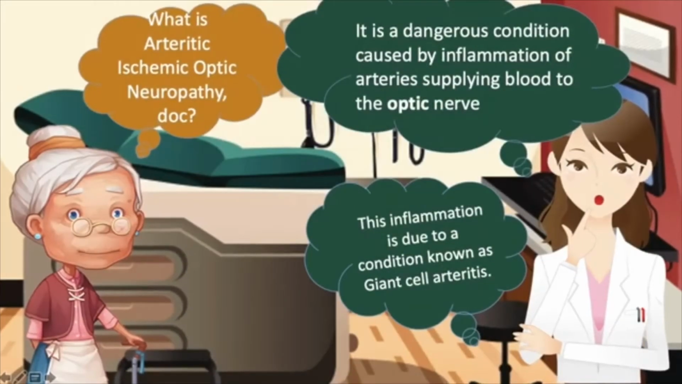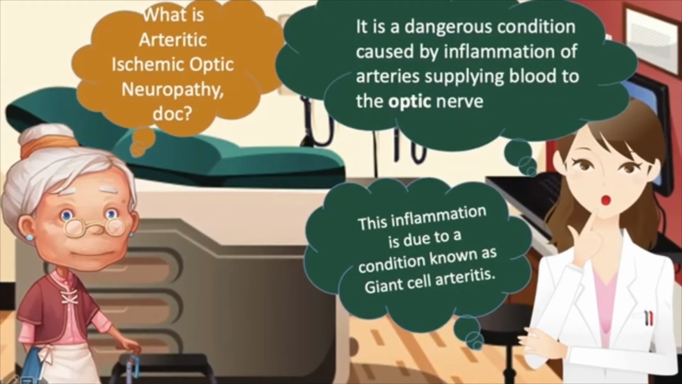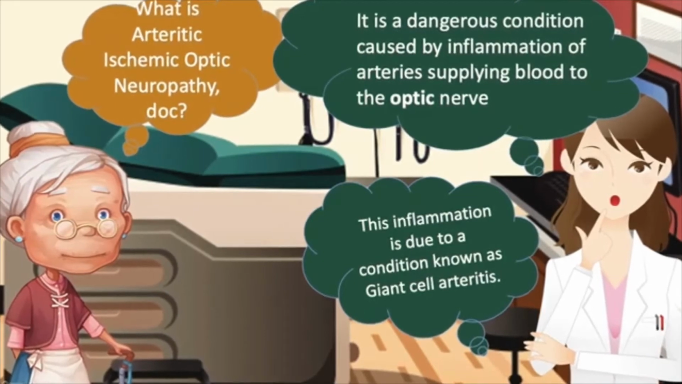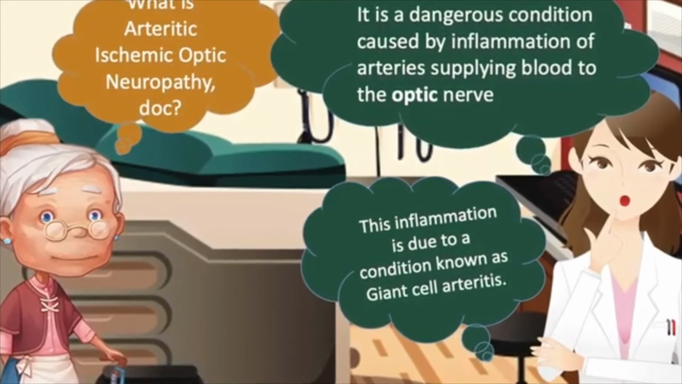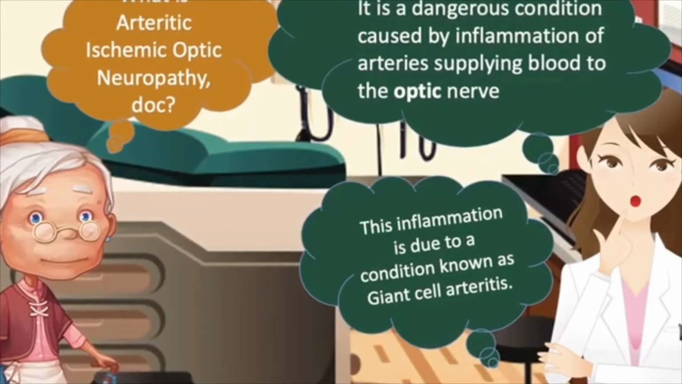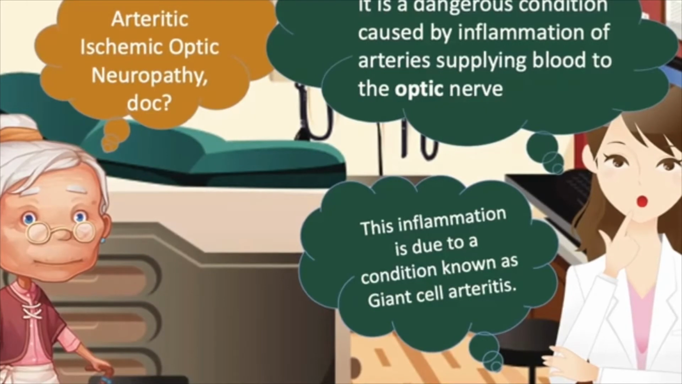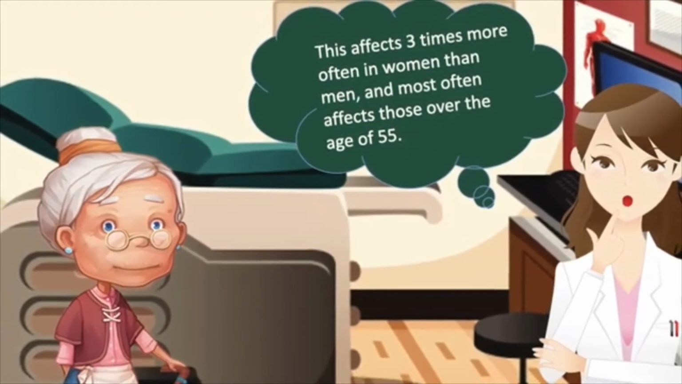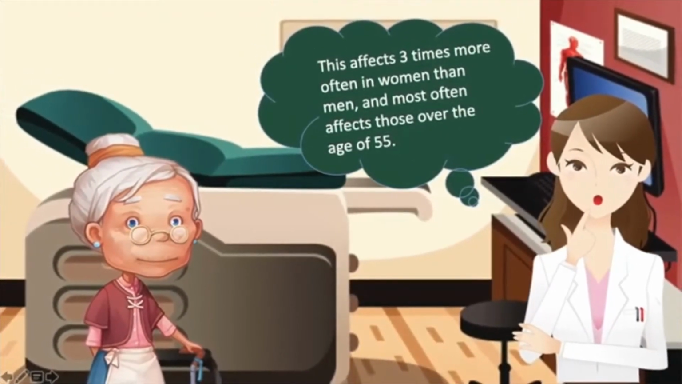Good day, doctor. I was diagnosed by my other doctor with arteritic ischemic optic neuropathy, but I did not understand what he was saying. Can you tell me what that is? Okay, arteritic ischemic optic neuropathy is a dangerous condition caused by inflammation of arteries supplying blood to the optic nerve. This inflammation is due to a condition known as giant cell arteritis. It affects women three times more often than men, and most often affects those over the age of 55.